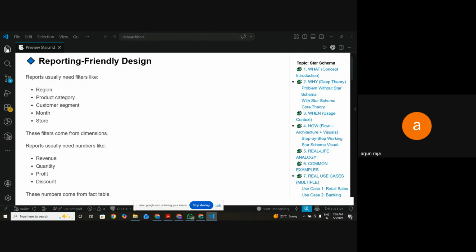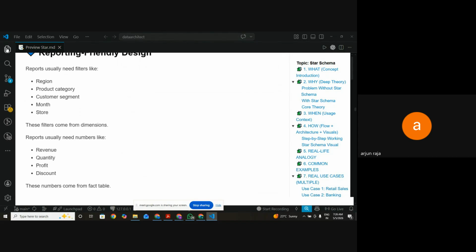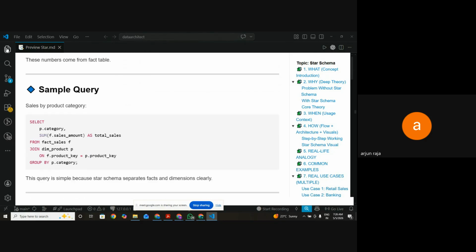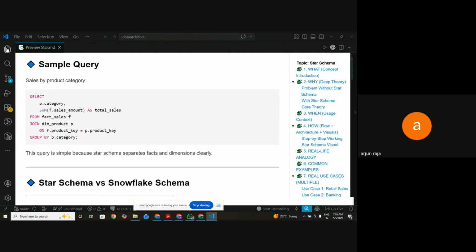Reporting friendly design, because reports usually need filters like region, product category, customer segment, month, store. Reports usually need numbers like revenue, quantity, profit, discount. Simple query definitely. We only need to join category and the product table.